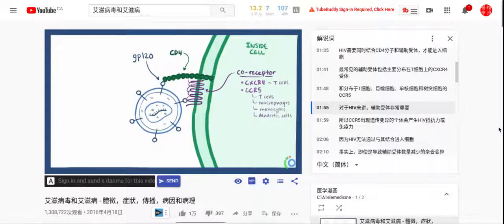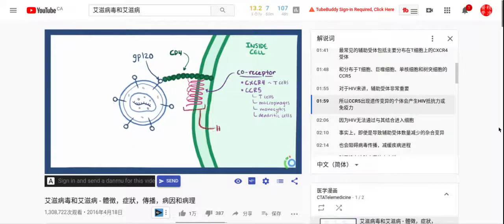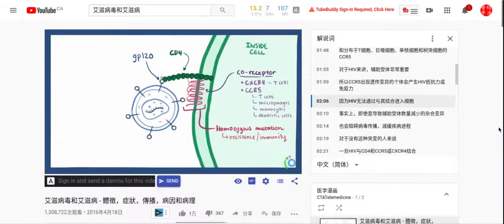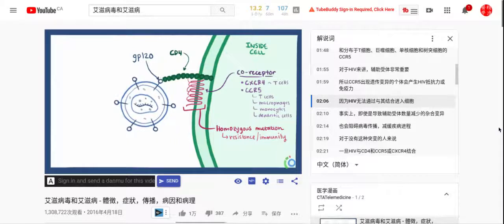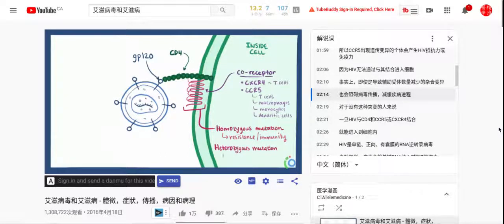These co-receptors are so important for HIV that some people with homozygous genetic mutations in their CCR5 actually have resistance or immunity to HIV, since HIV can't attach to them and get into the cell. In fact, even heterozygous mutations, which lead to fewer co-receptors on the cells, can make it harder for the virus to spread and results in a slower disease progression.